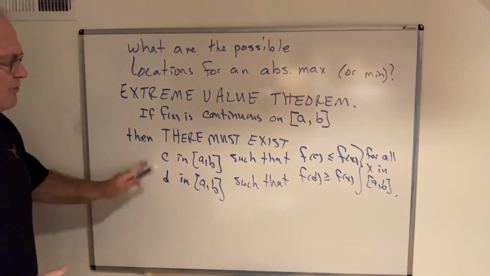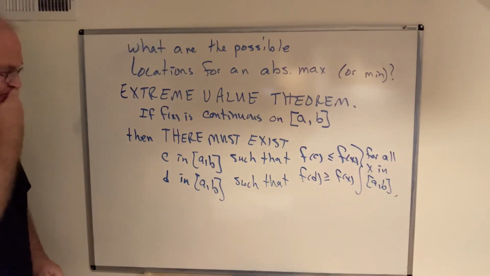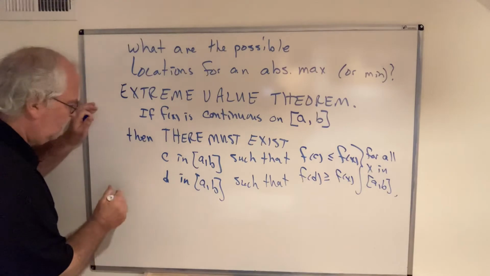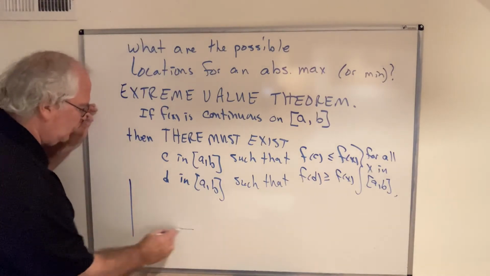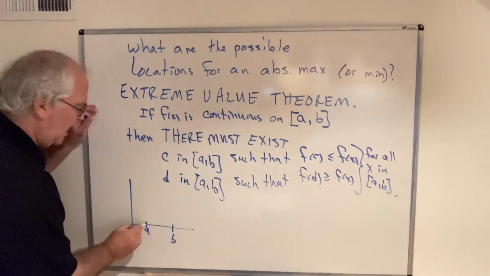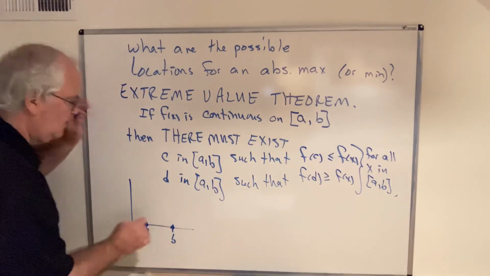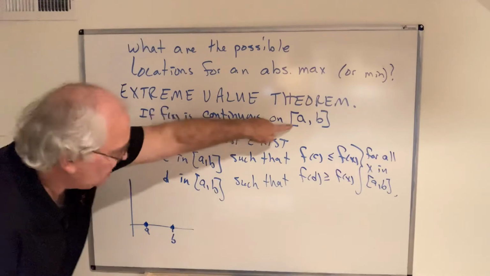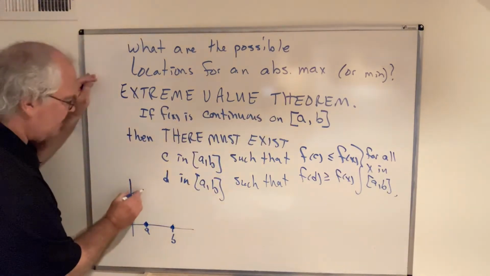Now, we'll draw several pictures that illustrate this. All right? So, here's one possibility. Here's A, here's B. Now, we're including the endpoints, right? It's going to be continuous on a closed interval. Here's one possibility.